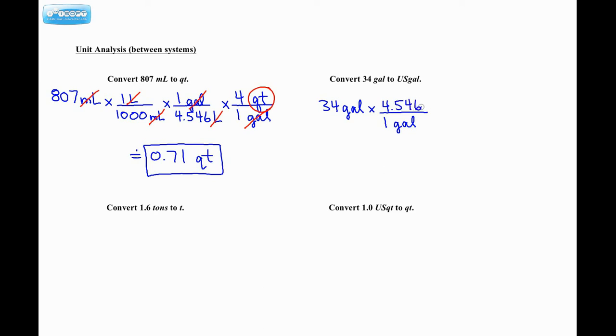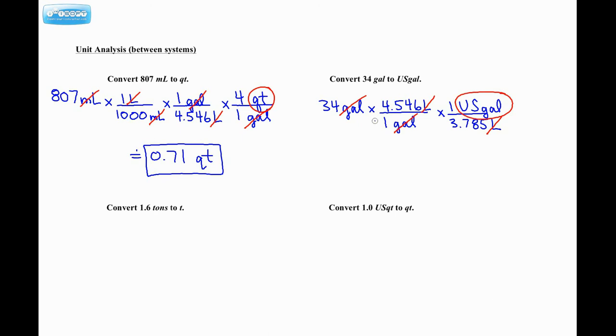So 4.546 liters. Now, why would I want to go to liters? Well, because from the table, I can then go from liters to American gallons. And there are 3.785 liters in 1 U.S. gallon. All right, let's check that we did everything right. Do our units cancel? Those gallons cancel. The liters cancel. And I'm still left with American gallons, which is where I want to be.